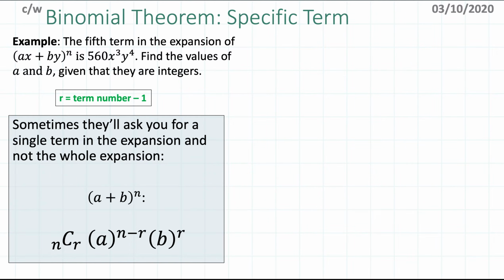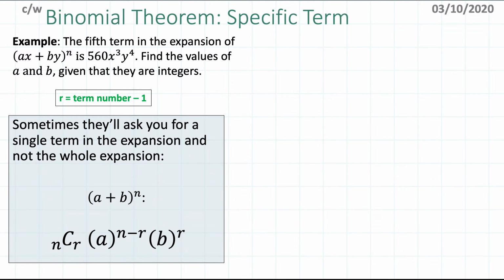Let's try a different type of example. This time they're telling you what the fifth term is. The fifth term of this given expansion is 560 x to the power of 3 y to the power of 4. Find the values of a and b given that they are integers. This is a bit different. They are telling you what the outcome is. The exception is that you don't know what the inside terms are.